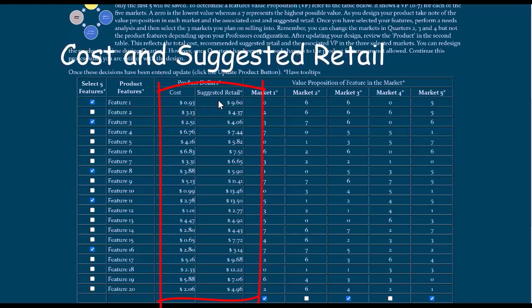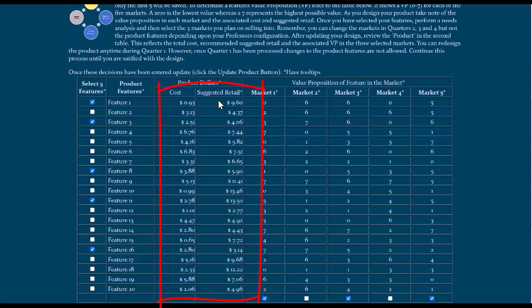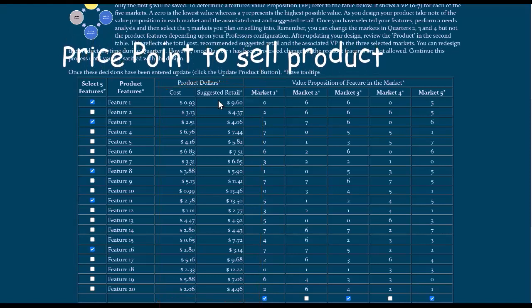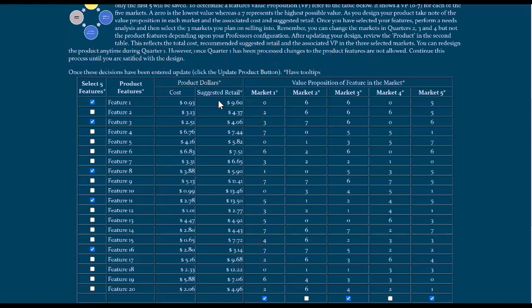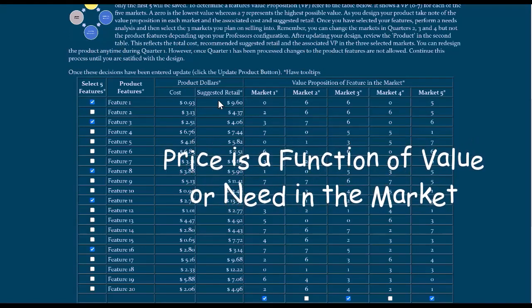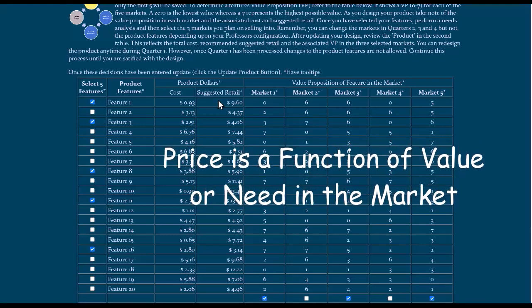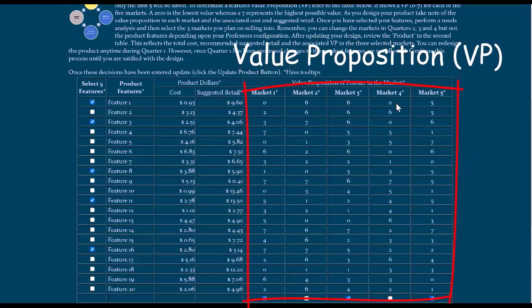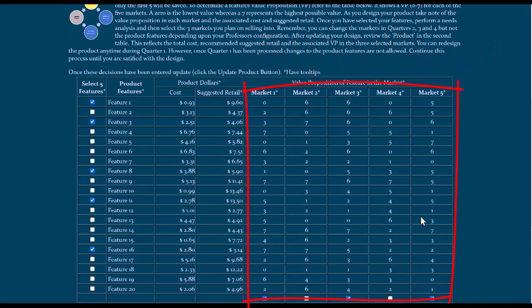So one of the elements of your decision-making process in your product design is what price point you would like to sell your product. Now, a product that has a highly valued set of features can be sold at a much higher price, irrespective of the cost and the suggestion. So part two of your design decision is to look at what is called the value proposition. And what is the value proposition?